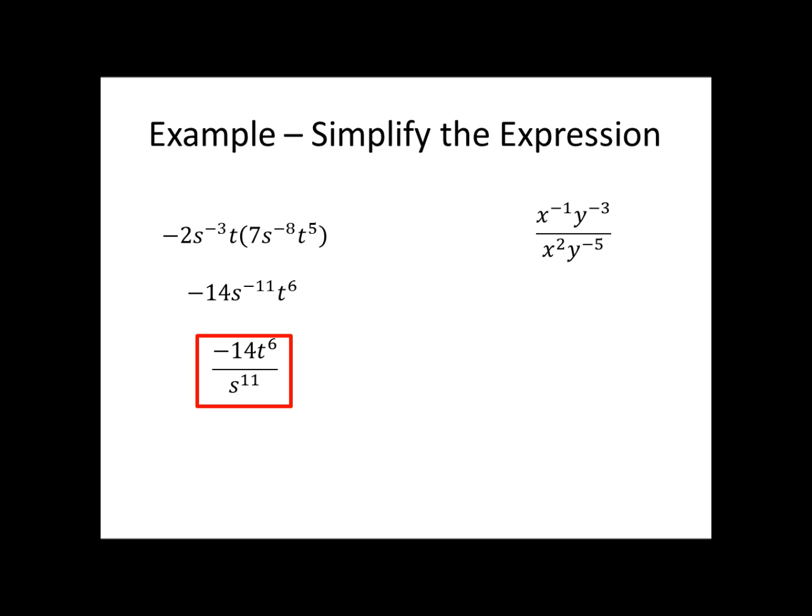Looking over on the right, got a lot of stuff. We're going to combine the x's by subtracting the powers. We're going to combine the y's by subtracting the powers. Or you can just move stuff around to make those negatives positive, like I did here. So all the powers are positive. So now I just combine. What needs to be combined? Well, the x squared and the x, those can combine. The y to the fifth over y cubed, some stuff can cancel. So I get y squared over x cubed.